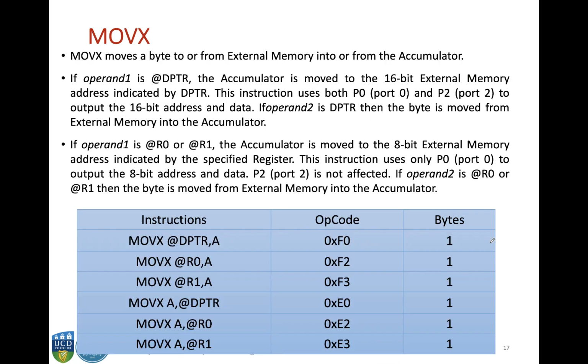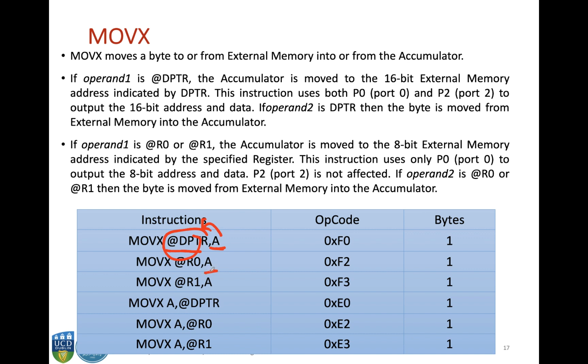Similarly, there is another instruction called MOVX, similar to MOVC, which can move a byte to or from external memory into or from the accumulator. So you can have MOVX, whatever is there in A, that can be moved to the memory location that is pointed by the 16-bit number that is residing in DPTR.